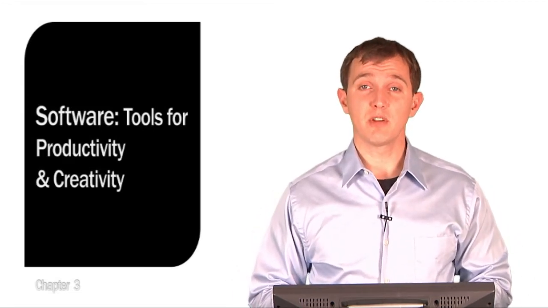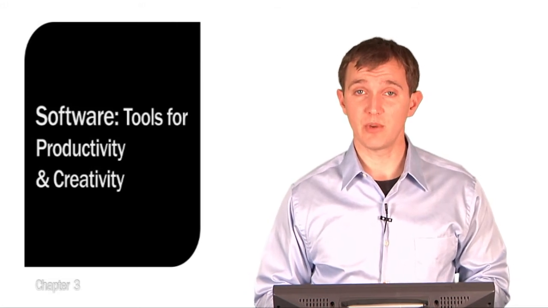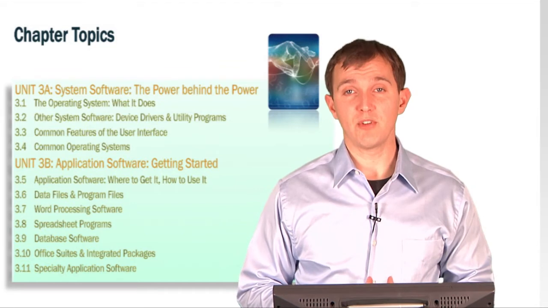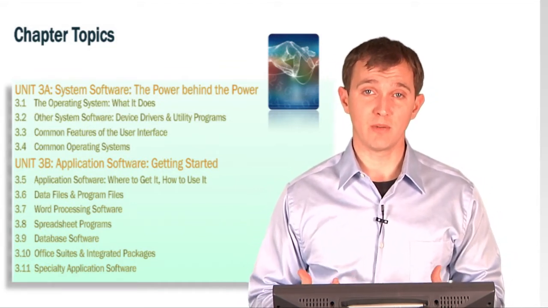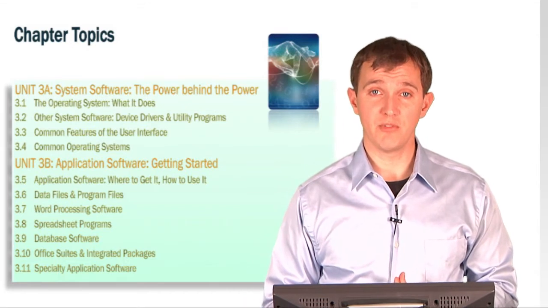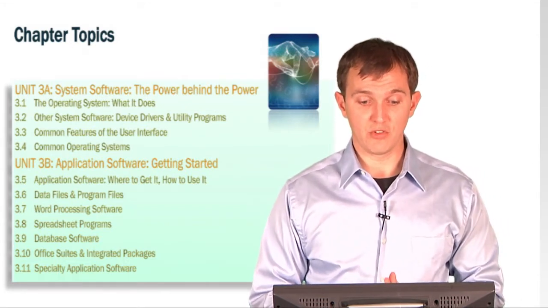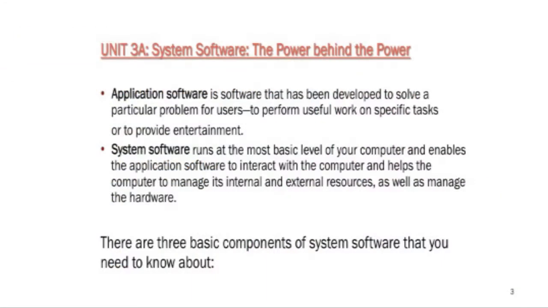Today we will be broaching Chapter 3, Software, Tools for Productivity and Creativity. As we have said before, there are two different types of software, system software and application software, and we will be talking about both of them in detail. So our chapter topics include system software and application software. System software, the power behind the power.